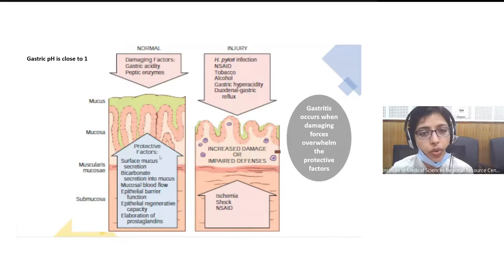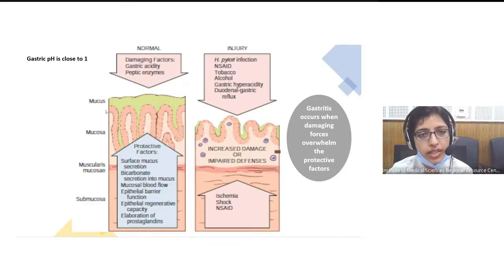So, we have certain protective factors. These are the surface mucus cells. These mucus cells secrete mucus and also bicarbonate ions. This mucus forms a thin layer over the surface, and the bicarbonate ions provide an alkaline pH. It neutralizes the acidic pH, and so the cells are not really exposed to that acidic pH of the lumen. Apart from this, other factors include mucosal blood flow, then the epithelial barrier.